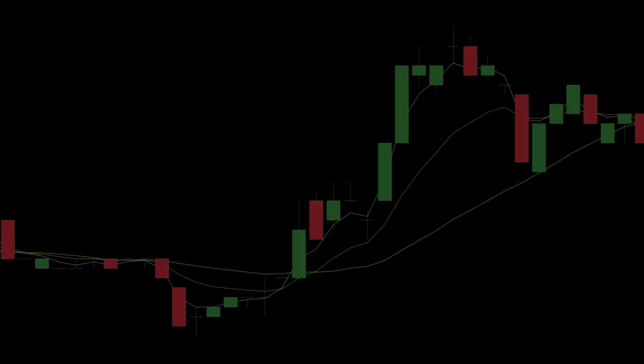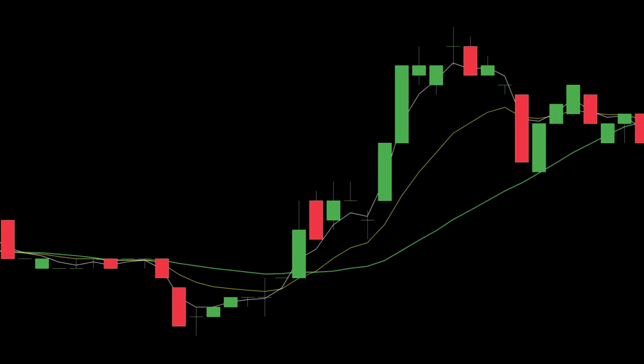But regardless of your preferred time frame, the key is to select the one that aligns best with your risk tolerance, your available trading time and your overall trading objectives. Now, effective risk management is the cornerstone of any successful trading strategy. And this one here is no exception.